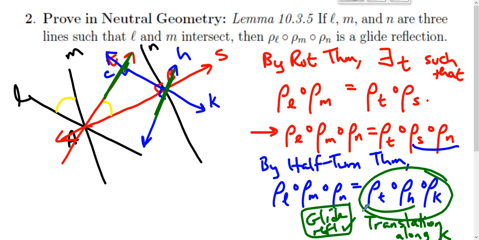So when we have three lines, two of which intersect, the composition of the three of them is a glide reflection. And that's an important thing to remember. Okay, those are a couple of lemmas that'll help us with the setup for what comes next, and that's super important.